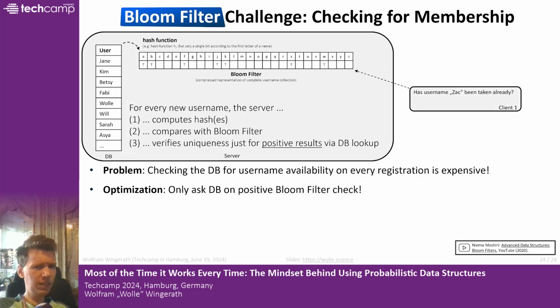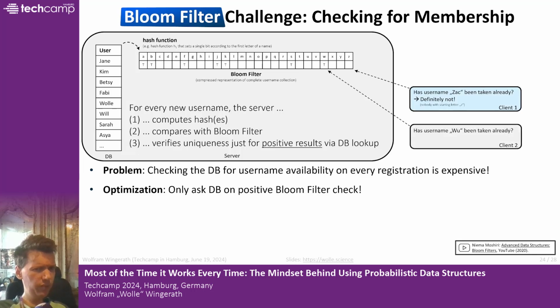So for example, Zach is registering, and you just check the Bloom filter and see, okay, nobody with this hash is in the Bloom filter, because this bit isn't set. So we can safely say, yeah, Zach, go on, your name is free. Awesome. If Wu is checking the same, then we would say, hey, W, there might be somebody, in this case, Wolle and Will, so we need to check the database, but we don't have to check the database every time. Now, obviously, it seems kind of simple here, but you would typically take more bits, you would take more complex hash functions, and also you would take more than one hash function.